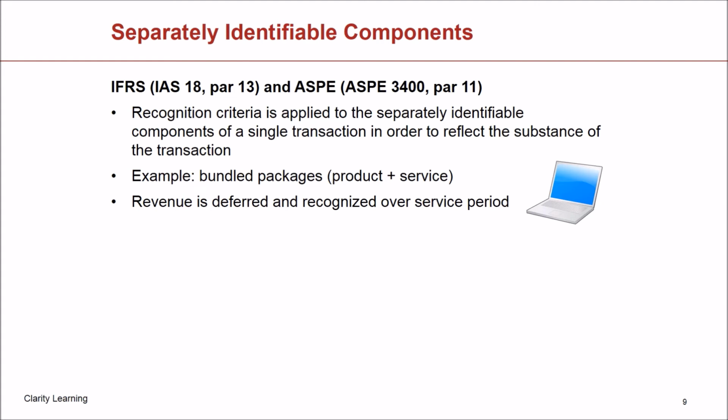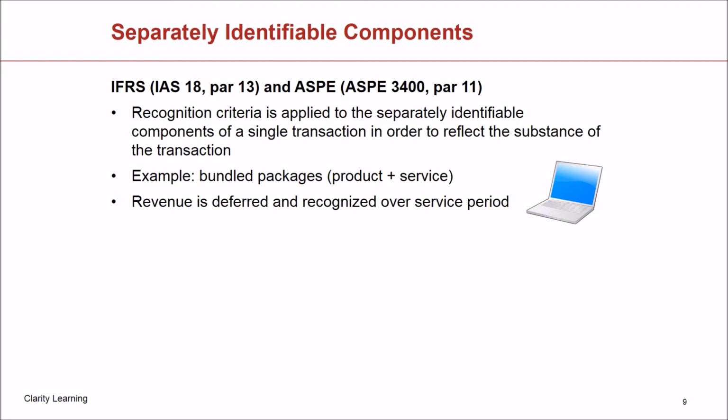Now let's move on to the next topic, which is separately identifiable components. The standards are actually the same under both IFRS and ASPE, and it states that revenue recognition criteria should be applied to separately identifiable components of a single transaction in order to reflect the substance of the transaction. For example, this includes bundled packages, such as having a product, but the cost to the consumer, so the selling price, is higher because it's bundled with a service than if you had bought the product standalone.